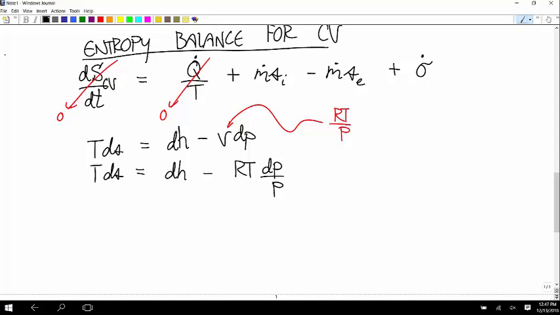Okay, so let's think about this at both of those two locations. So at the inlet, we have this TdS is equal to dH minus RT dP over P.